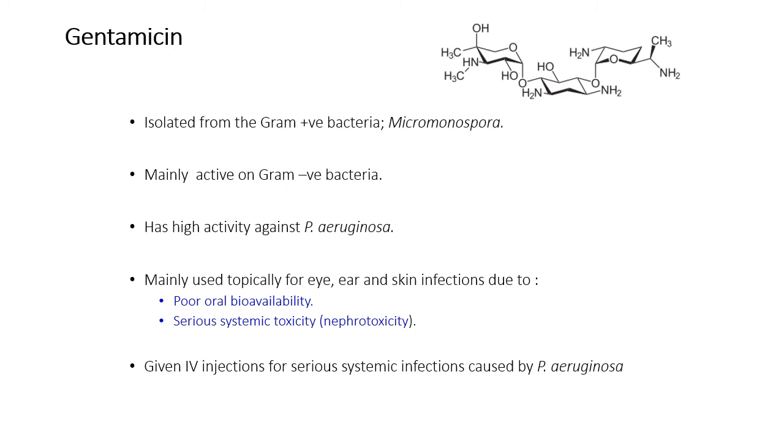Gentamicin is a common example of an aminoglycoside. Again, it tends to be used topically in the ear, and if you've had antibiotic ear drops, it's likely it would be gentamicin, probably gentamicin sulfate. The sulfate increases its solubility. It's good against Pseudomonas aeruginosa, as we see here, but there are serious issues with systemic toxicity.